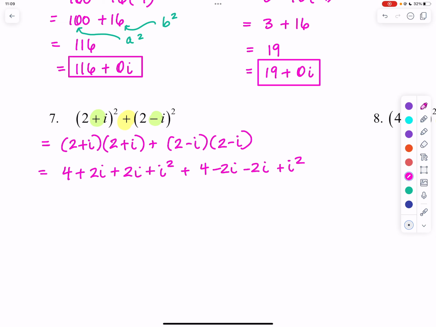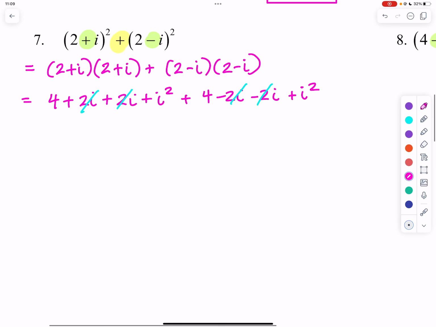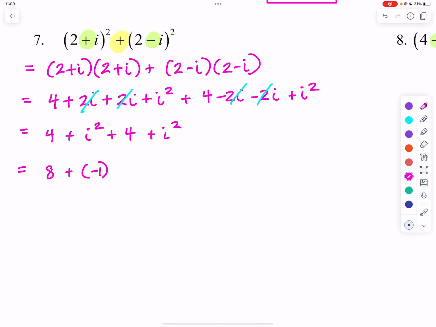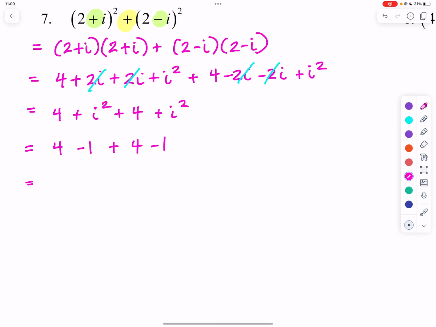So as you can see, we have our outer and inner of both canceling, and we end up with 4 plus i squared plus 4 plus i squared. Actually, let me wait on that 8. We have a 4 minus 1 plus 4 minus 1. So we end up with 6, which is equal to 6 plus 0i.